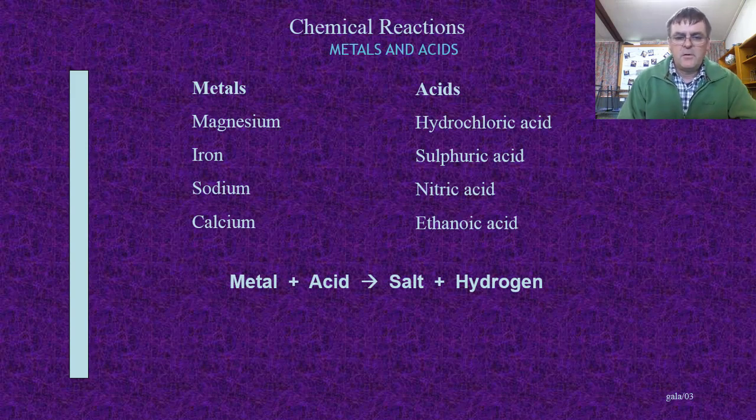So magnesium plus the hydrochloric acid is going to be a chloride, magnesium chloride. Iron plus sulfuric acid is going to be iron sulfate. Sodium plus the nitric acid is going to be sodium nitrate. Here's a new one. This is vinegar type stuff. The calcium ethanoate will be that kind of acid there. So long as you know the acid, you know the salt that's going to be made. You just put the name of the metal in front of chloride, sulfate, nitrate, ethanoate.